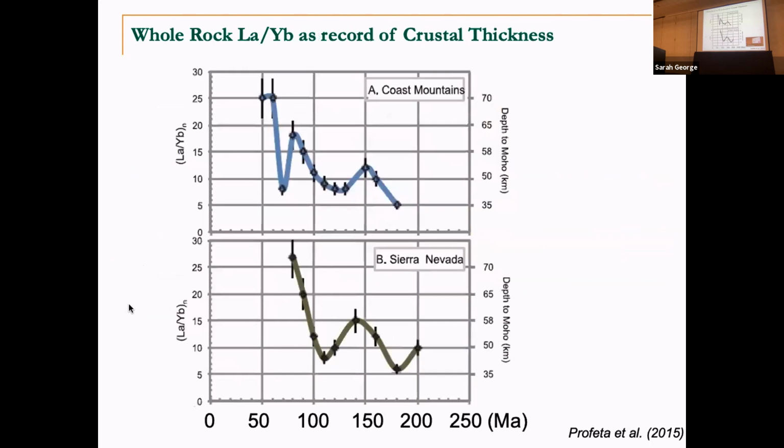Okay. So here's an example of this. This is, again, still whole rock. This is not from zircon, but they've done this for the Coast Mountain batholith. They've done it for the Sierra Nevadas. And they basically just reconstructed crustal thickness through time using these proxies.